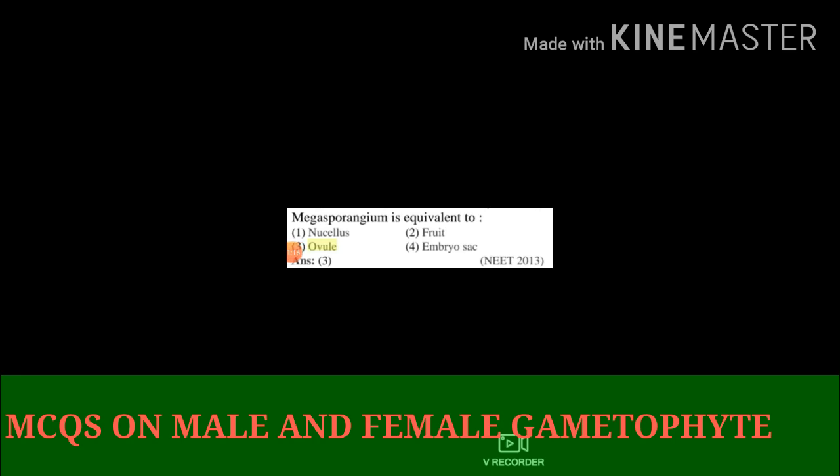Megasporangium is equivalent to. What is megasporangium? It is the part of the female gametophyte where megaspores are produced. That means inside the megasporangium ovule is developed. That means here the option number 3 ovule is correct. This question is also asked in NEET 2013.